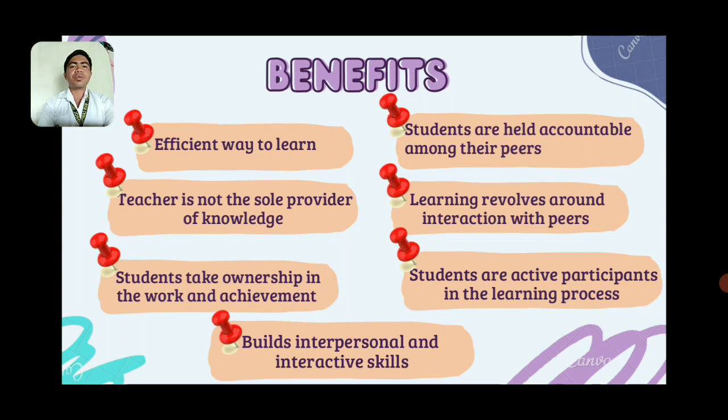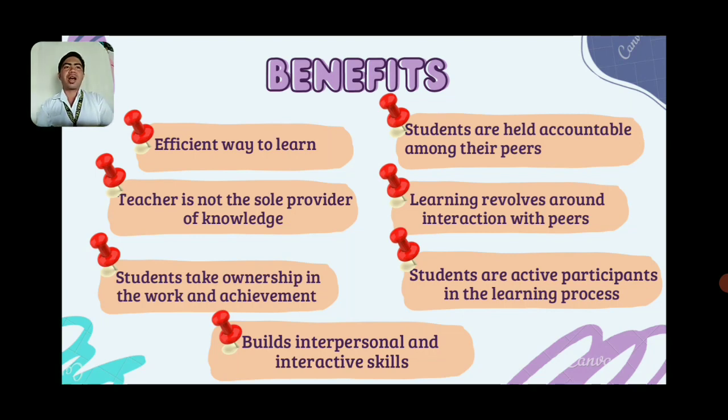Third is students take ownership in the work and achievement, of course, because they're the ones who really discover their own learning. They can credit their own learnings. I learned this one because I really did my best to discover it. Students are held accountable among their peers. As I've always told, you are not a loss to only yourself, but you are a loss to your group members. So if you are absent, your group has a big loss to their learnings. So all students here are held accountable among their peers. They're held responsible also for the learnings of others.